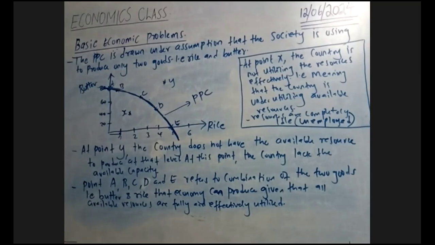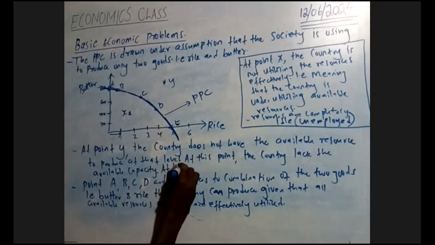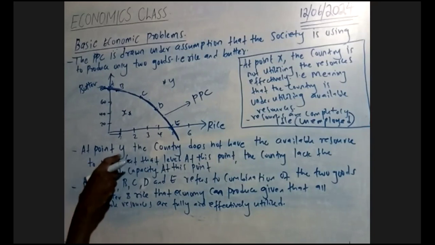What about part Y? Let me just read part Y. We have said part Y is where we don't have the capacity to produce at that point. So for part Y, the output level cannot be attained. So we are talking about point Y.